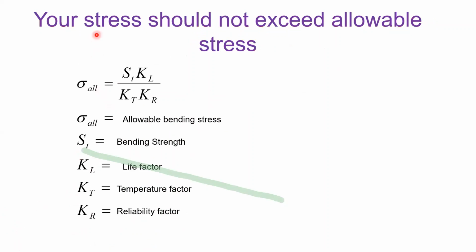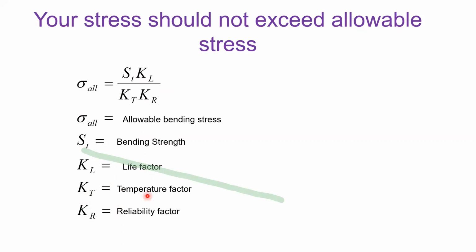And whatever the stress which is going to act, it should not exceed the allowable stress. And this is the allowable stress formula, where you have ST into KL by KT by KR, where ST is nothing but the bending strength. You also have the life factor, and this life factor will also vary with respect to different conditions, which we will see now.